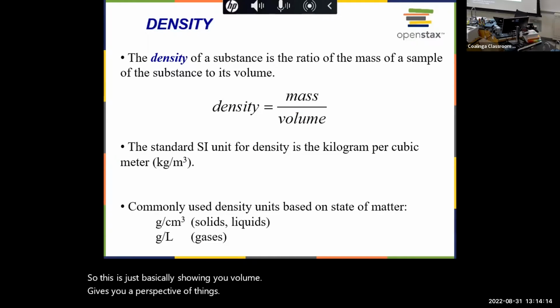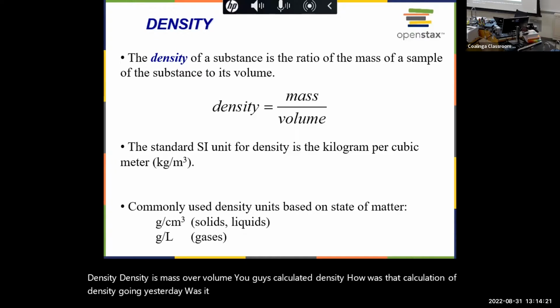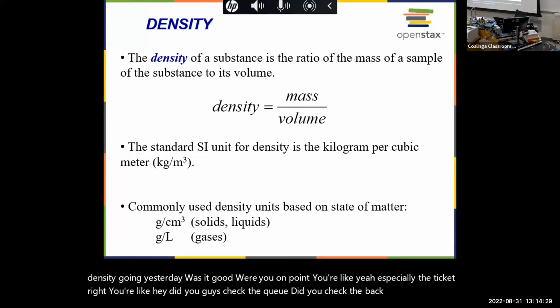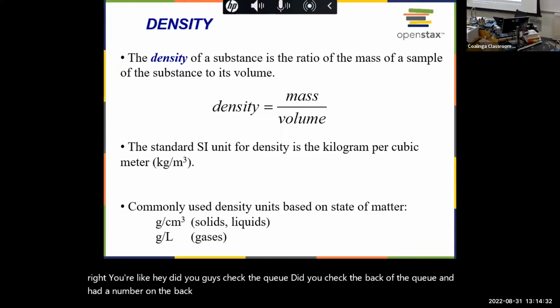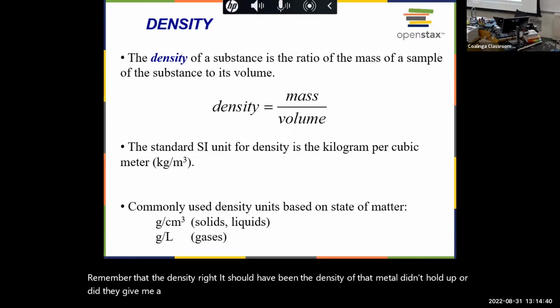Density. Density is mass over volume. You calculated density yesterday. How was that calculation going? Was it good? Were you on point? Especially when it takes that long, right? Did you check the back of the cube, and it had a number on the back of it? Was that number the density? It should have been the density of that metal. Did it hold up, or did they give me a bill of goods and sell me the cheap stuff, an alloy instead of a complete metal?